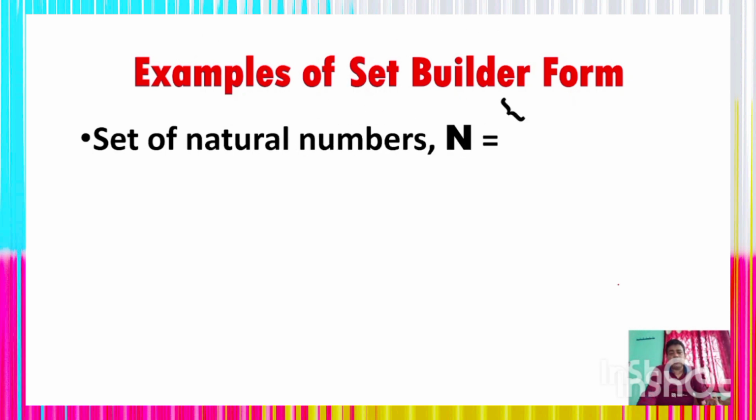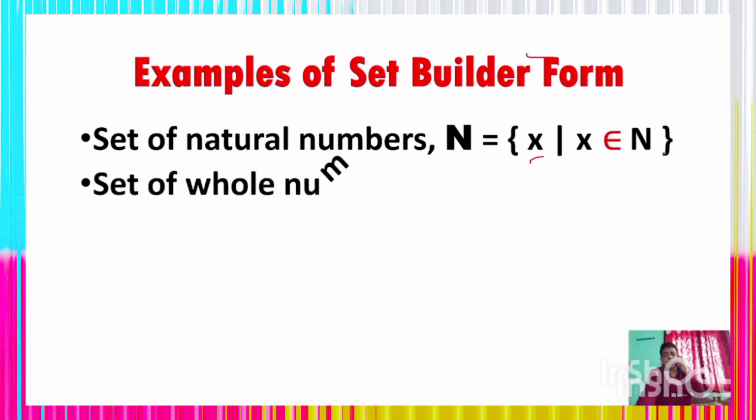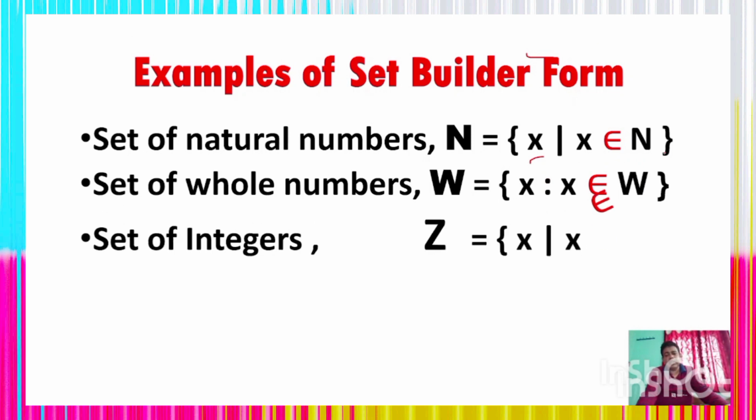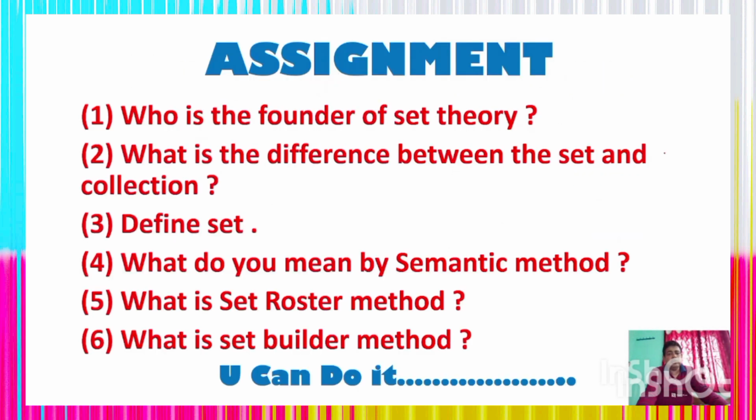Example of set builder form. The set of all natural numbers, capital N, is equal to x such that x belongs to N. The set of whole numbers, capital W, is equal to x such that, here we can use a semicolon, x belongs to W. The set of integers, capital Z, is equal to x such that x belongs to Z.